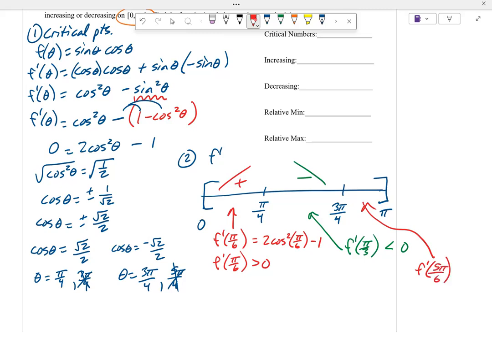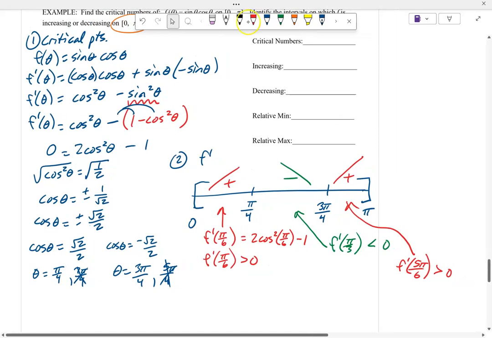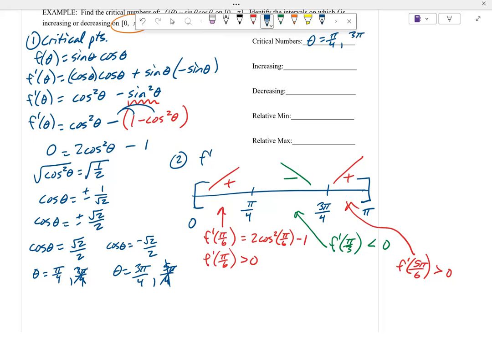I'll plug in 5 pi over 6. This ends up being positive as well, so it increases. Okay, so let's go ahead and name our critical numbers. We're only looking at pi fourths and 3 pi fourths because we're only looking between 0 and pi.